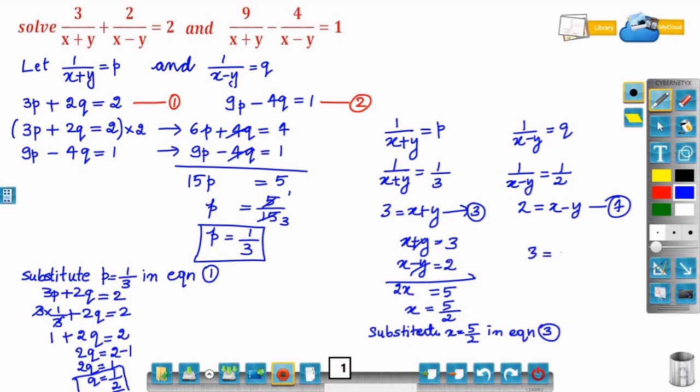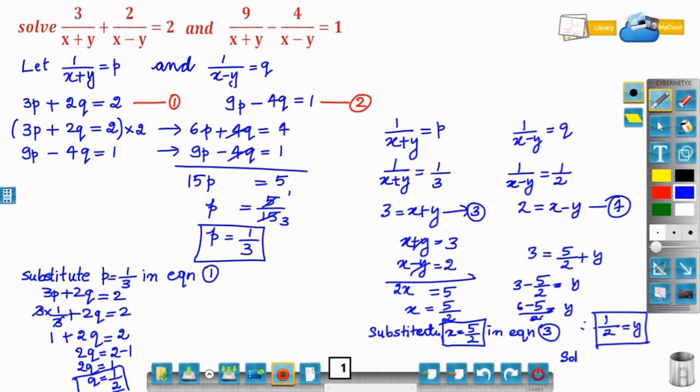So 3 is equal to 5 by 2 plus y. y is equal to 3 minus 5 by 2. y is equal to 2 3s are 6 minus 5 by 2. Therefore, y is equal to 1 by 2. x is equal to 5 by 2 and y is equal to 1 by 2 is the solution. Therefore, solution is x is equal to 5 by 2, y is equal to 1 by 2.